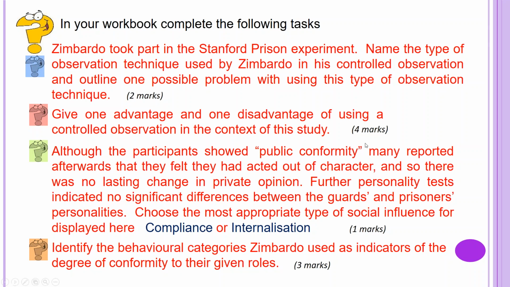Okay, you now need to have a go at this next question. Give one advantage and one disadvantage of using a controlled observation in the context of this study. You may want to pause the video at this point.